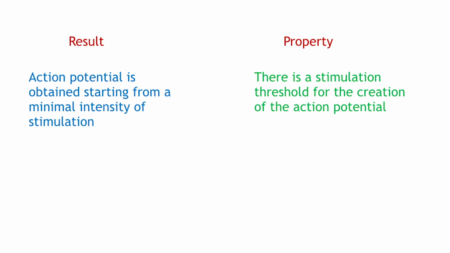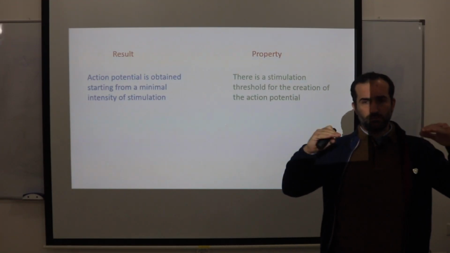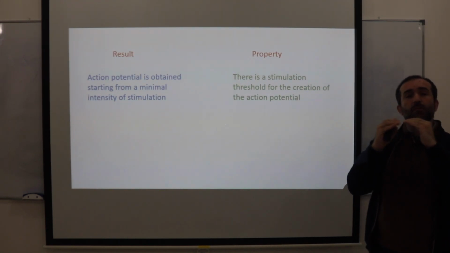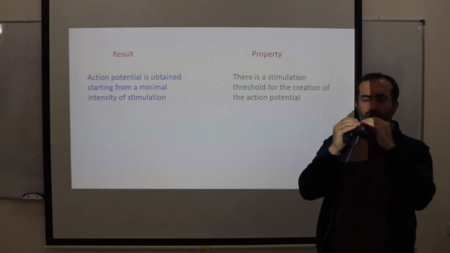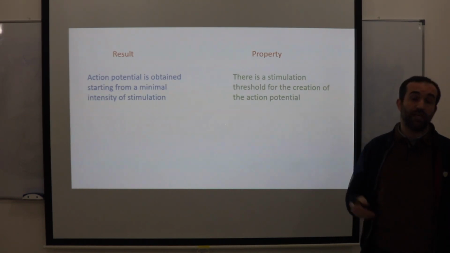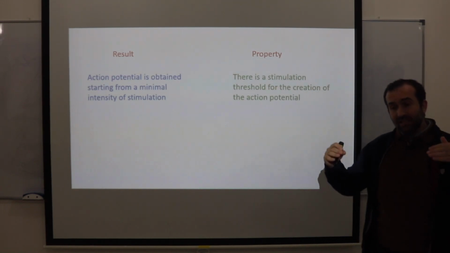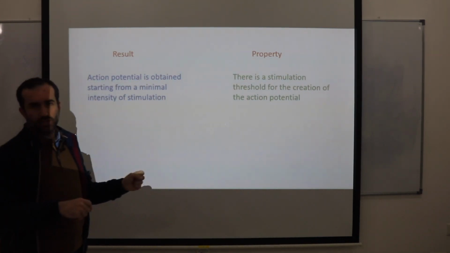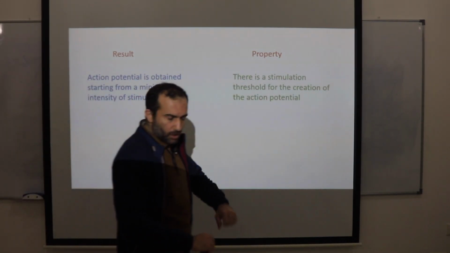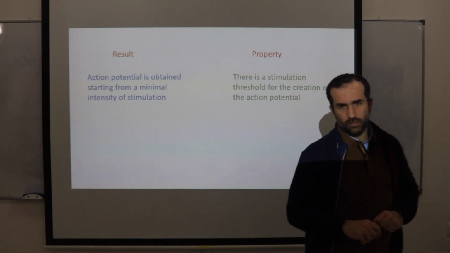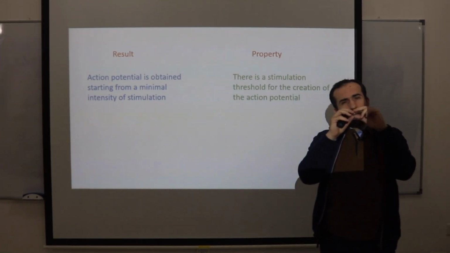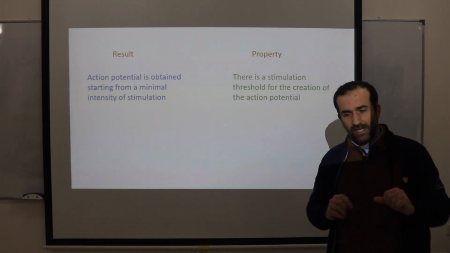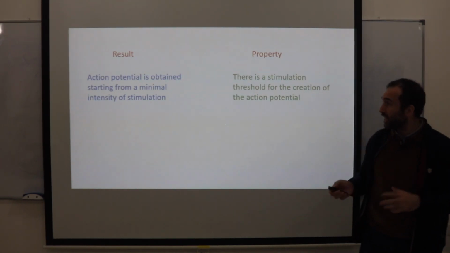What does the threshold mean? Threshold means this minimum value of the intensity of stimulation, starting from which we can obtain an action potential and below which an action potential is not obtained. This is the threshold. The intensities that are higher than the threshold are called above threshold stimulations. The ones that are below the threshold are called below threshold stimulations. And the stimulation that is just equal to the threshold, and is the minimal that is able to give you an action potential, is called the threshold stimulation.